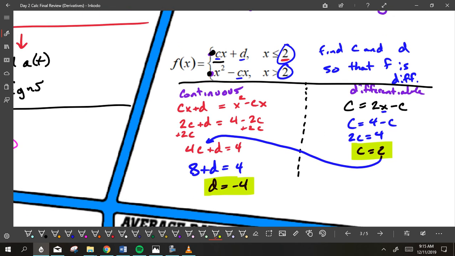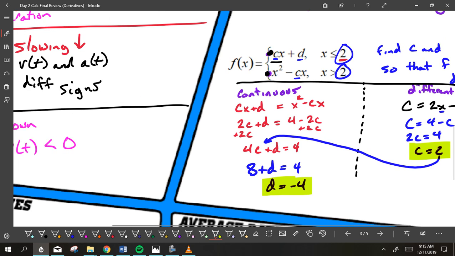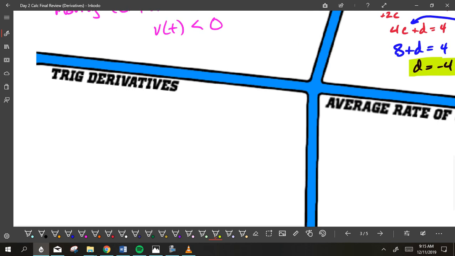Questions on how to decide if something is differentiable? Limits need to be equal. The derivatives need to be equal. 2 more, and these ones are pretty easy. Trig derivatives.